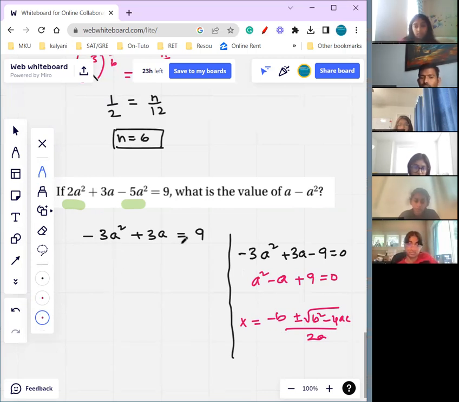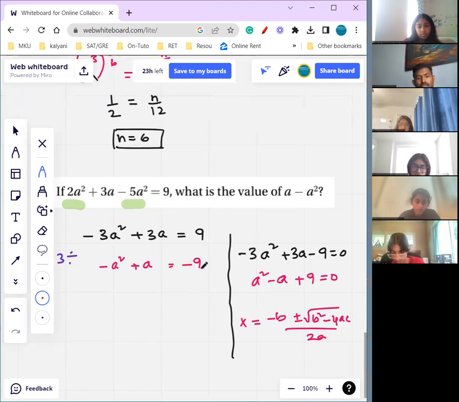Now, once I have this, what I'm going to do is divide everything by 3. So what I'm going to get is negative a squared plus a, which is negative 9. Or, I'm sorry, I made a mistake in the dividing.